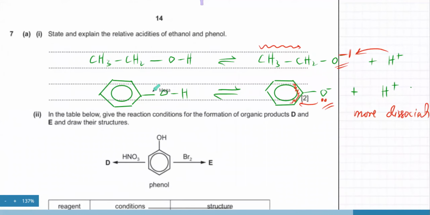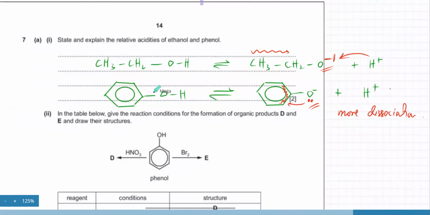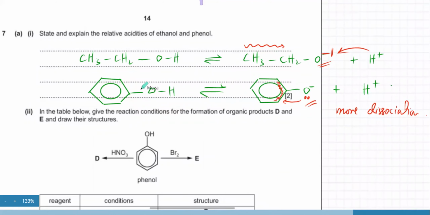So the first part was we had to figure out, let me just give a brief. We can start with part one again. The first part was we had to explain the relative acidities of ethanol and phenol.